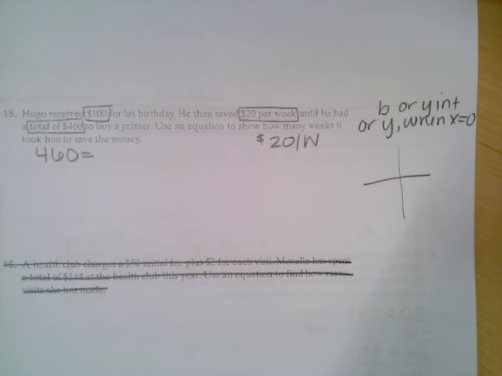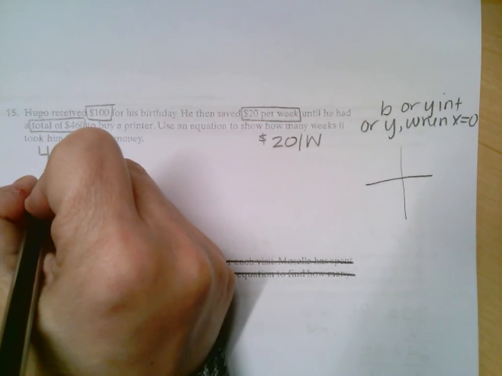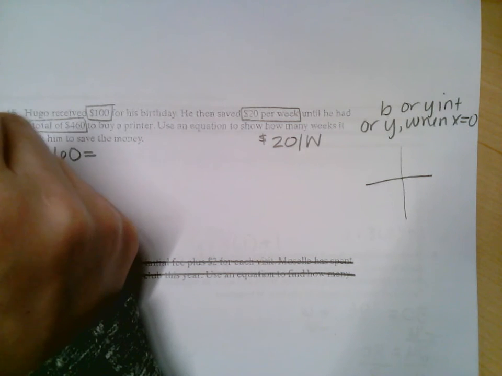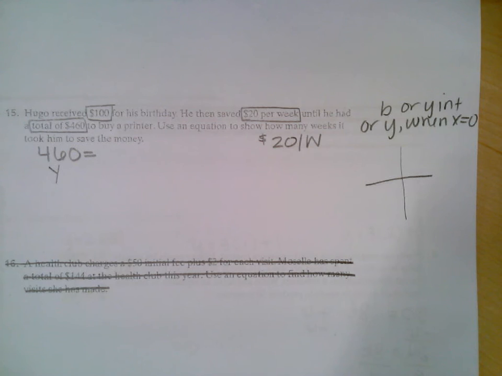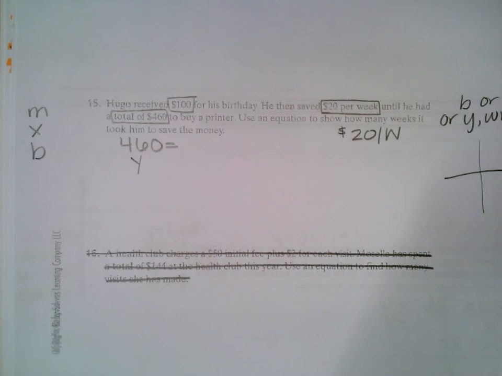How much does he put in there per week? W is going to be my variable, or my x. So this is my y. What is my m? What is my x? And what is my b? Once you know those, you can solve this problem. All the information that you need is there. You just have to pull it out.